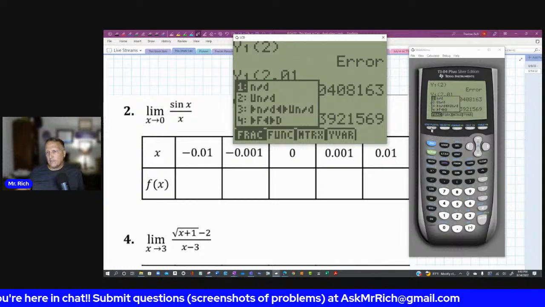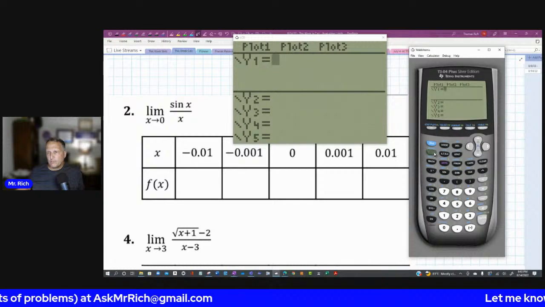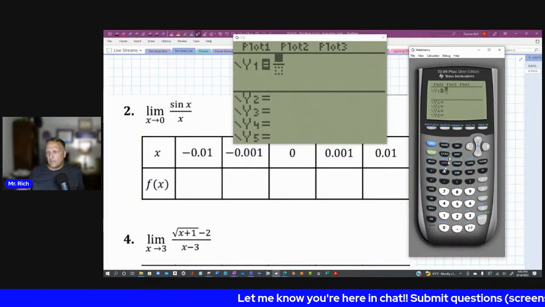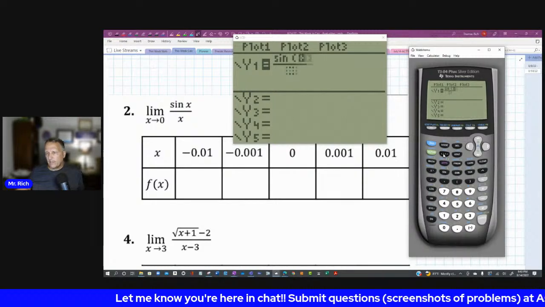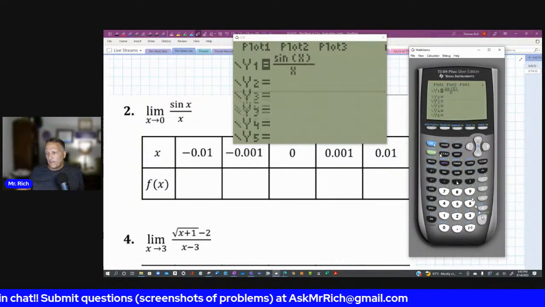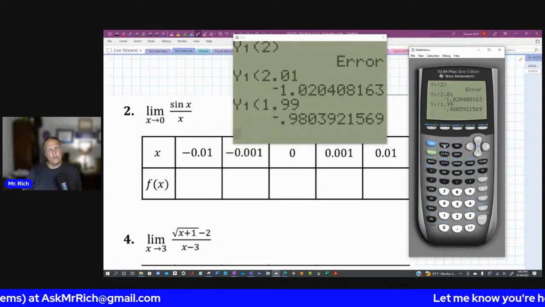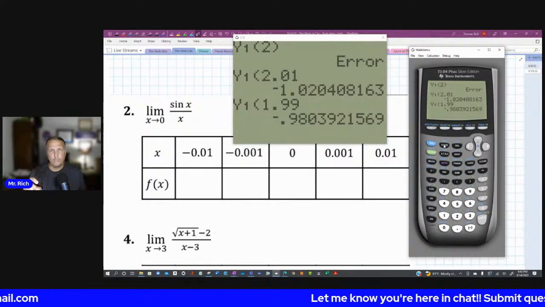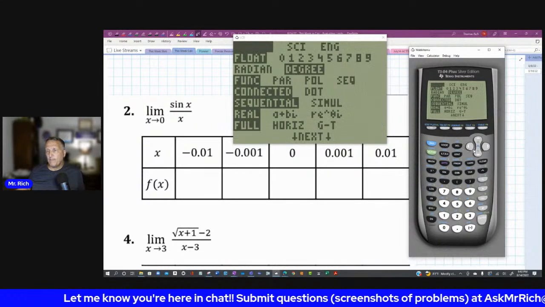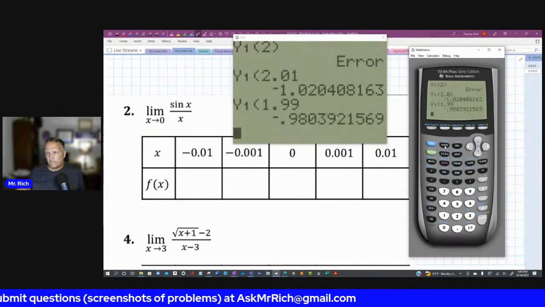I'll pull up this here. I'm going to go into my equation editor. Get rid of this function. I'm going to create a fraction, alpha f1, and put sine of x, close off those parentheses, and put x. Now, one tip: whenever you're using your equation editor and graphing a trig function, you've got to be in radians mode. If not, no good. So I'm going to check what mode I'm in. See, I'm in degree mode. That is no good. I need to be in radian mode.